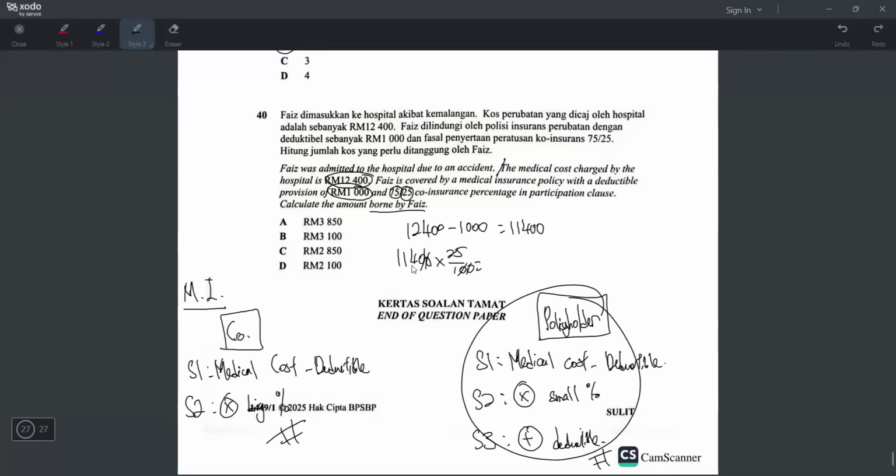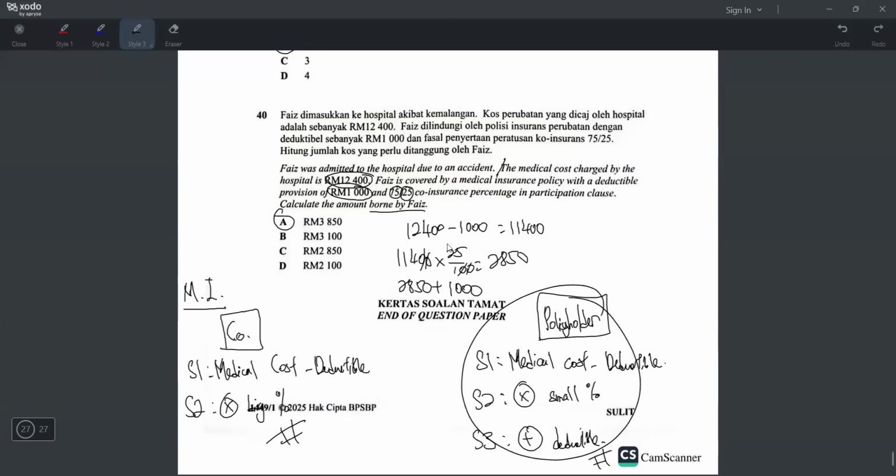Okay, 114 times 25, sorry, 2850. Okay, 2850 belum siap. Ada step 3 tambah deductible. Okay. The deductible is 1000. So I get 3850. A is the answer.